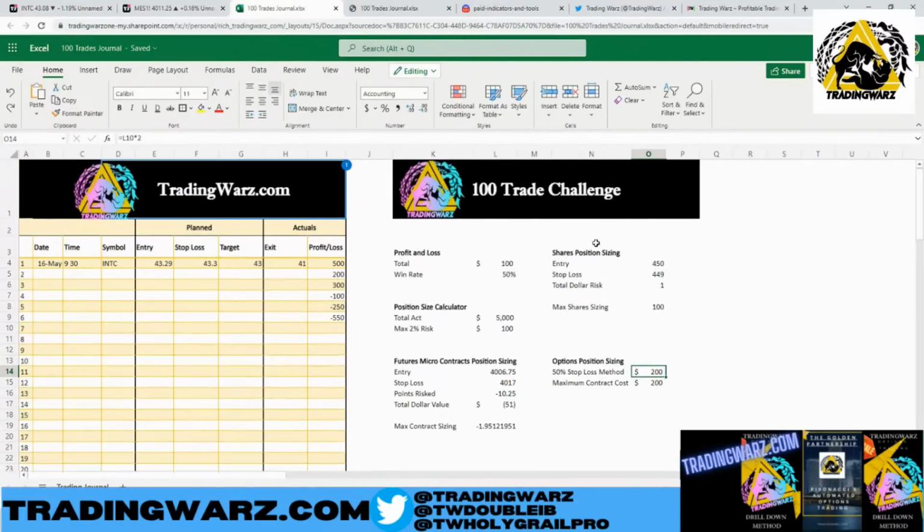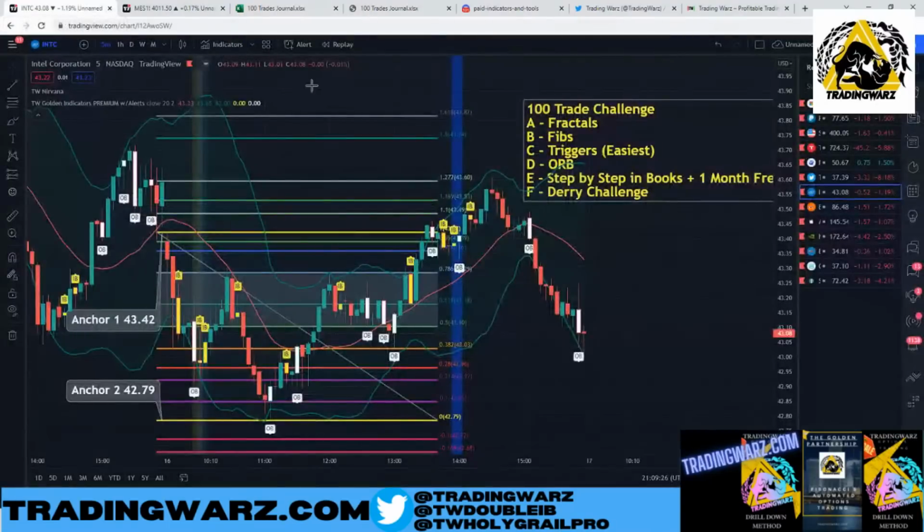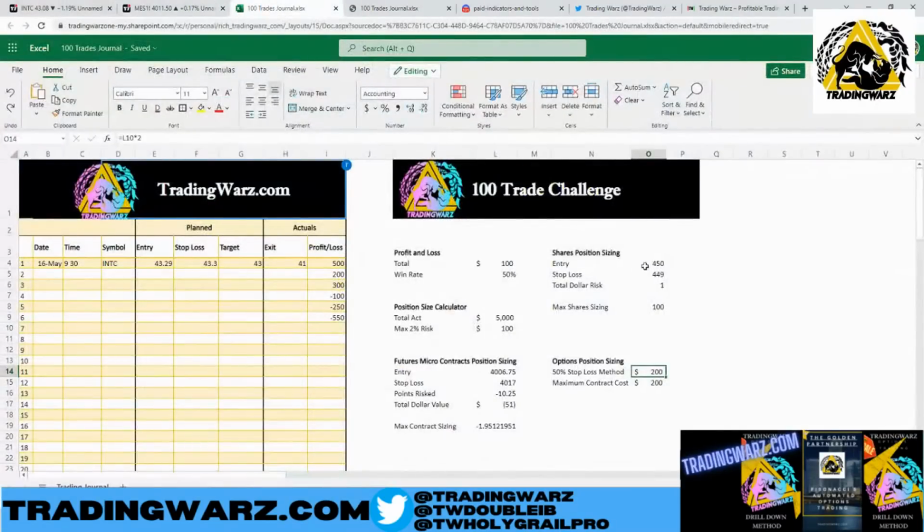And the last thing is shares. So right here, if you're just going to do SPY shares or Intel shares, whatever, you just plug in your entry, your stop loss. That's your total dollar risk. And this right here, your shares, it's going to calculate based on your dollar risk versus your maximum risk per trade. Okay. So in this case, if you're risking $1 per trade, you can only do 100 shares.